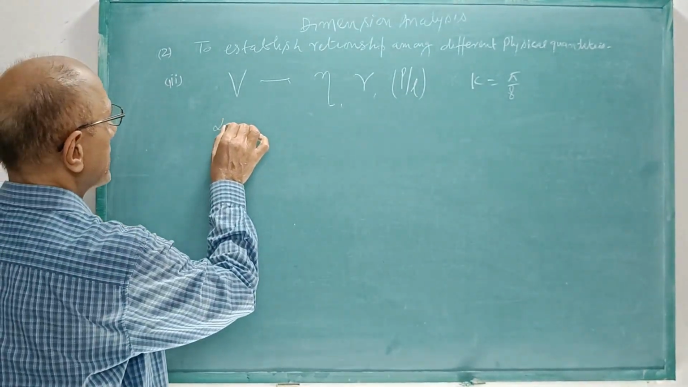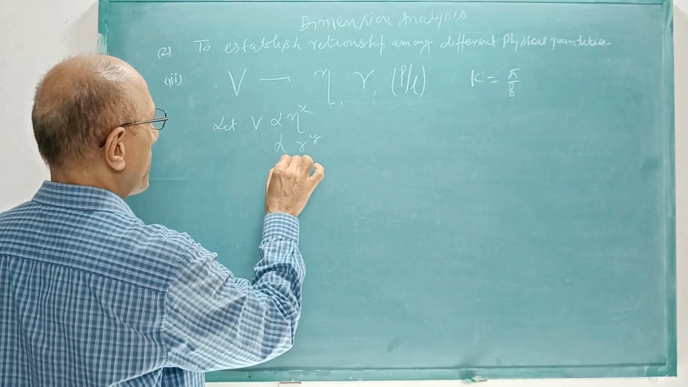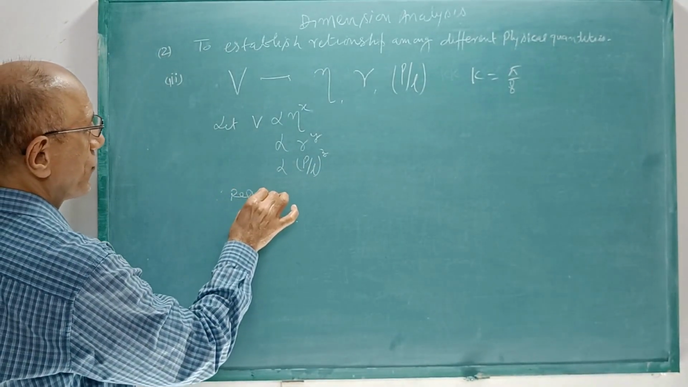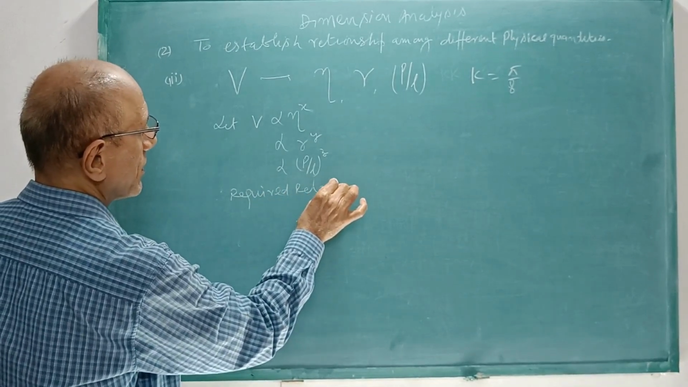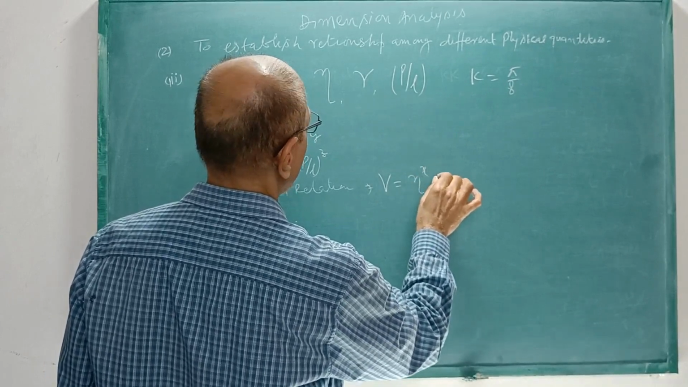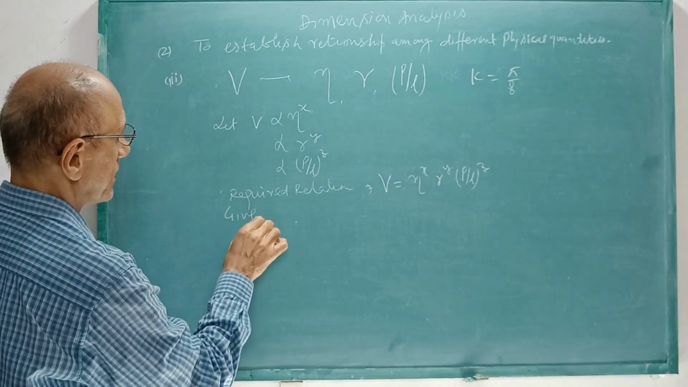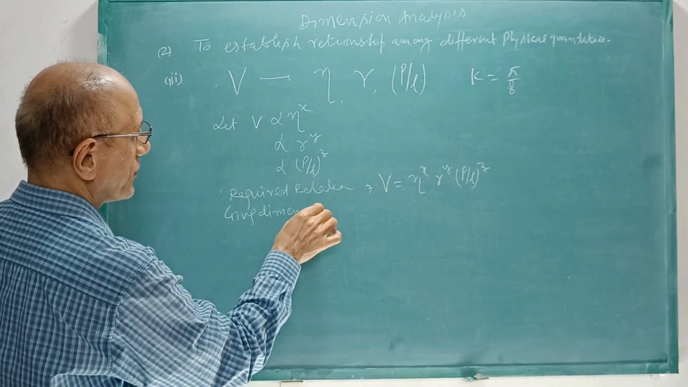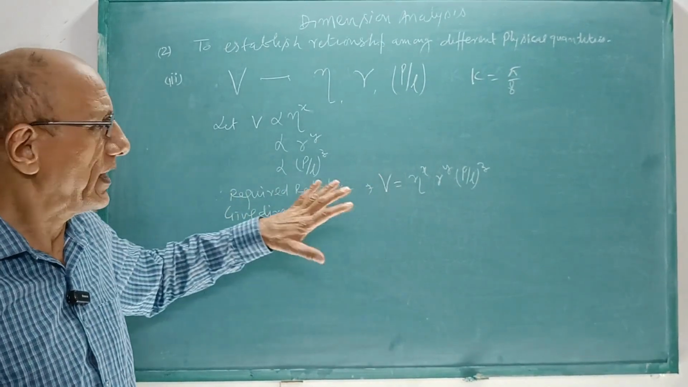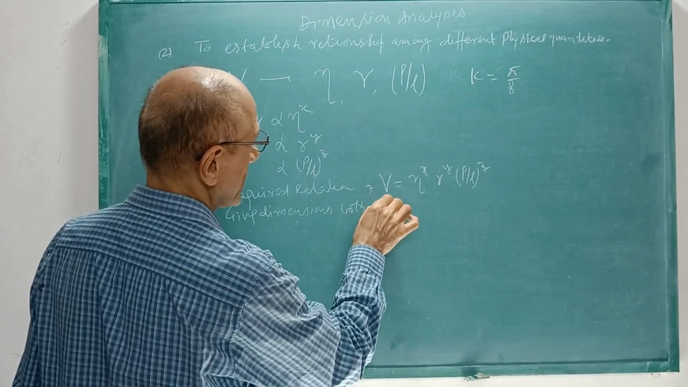So let's say V is proportional to eta power x, proportional to r to power y, and proportional to pressure gradient power z. Therefore, the required relation will be V equals eta power x, r power y, (P by l) power z. Now giving dimensions, same steps you have to follow. Step by step you keep on going, you will get the result. Giving dimensions on both sides. Very simple.